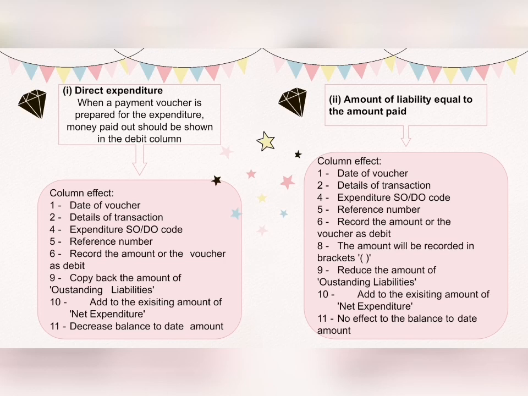For direct expenditure, it is when a payment voucher is prepared for the expenditure, and money paid out should be shown in the debit column. So in part 3, it will affect columns 1, 2, 4, 5, 6, 9, 10, and 11. For amount of liability that equals the amount paid, the columns affected are the same as direct expenditures, except that column number 8 will also be recorded, and the amount will be recorded in brackets since the liabilities are paid.